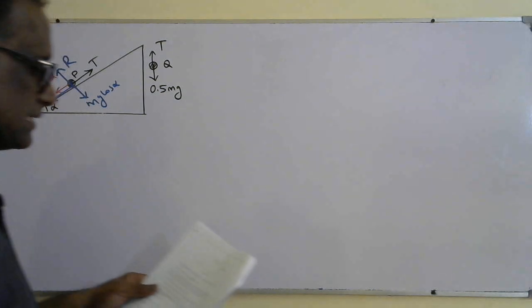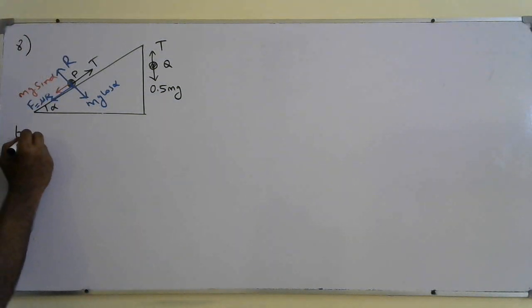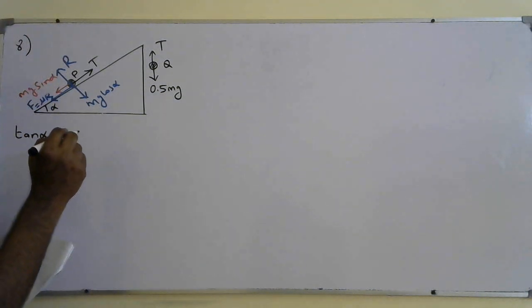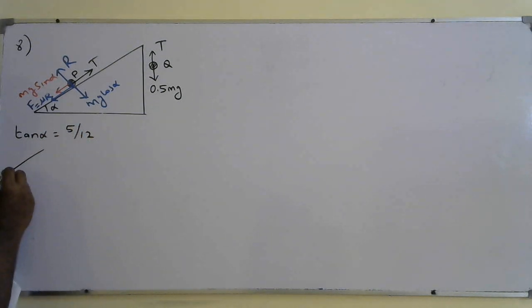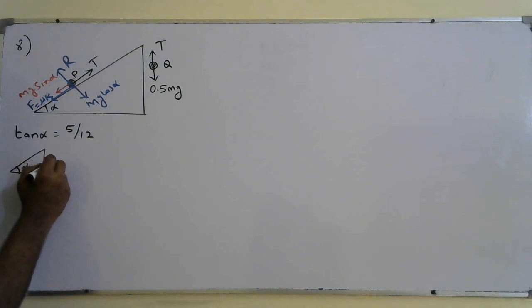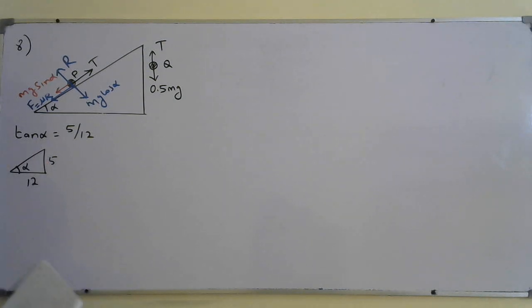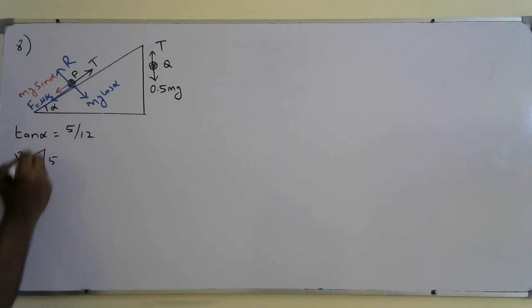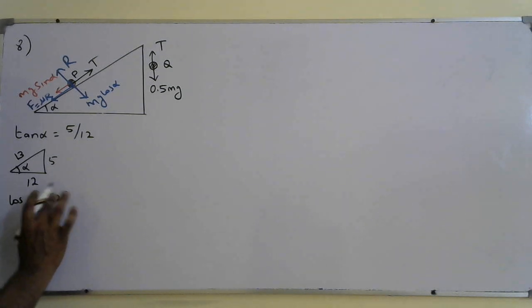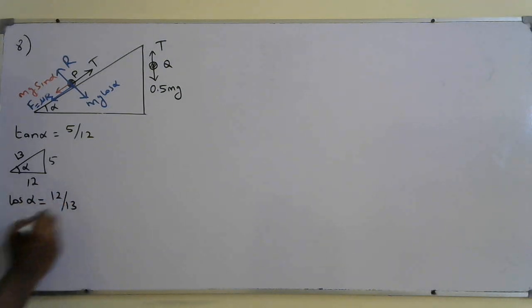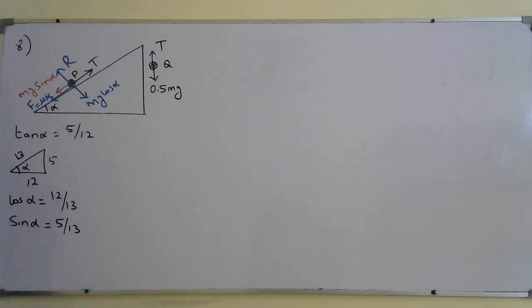It's given that tan alpha equals 5 over 12. If you think about a triangle with this angle alpha, tan alpha means 5 over 12, so this side length will be 13 by the Pythagoras theorem. So cos alpha is 12 over 13, and sin alpha is 5 over 13. We can use this later.